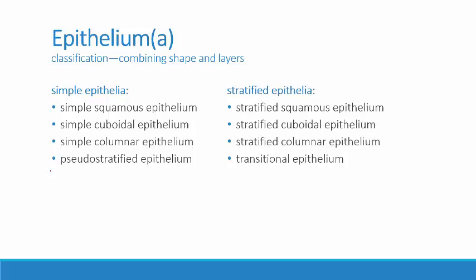With the simple epithelia, there's simple squamous, simple cuboidal, and simple columnar epithelium, and then of course the pseudostratified epithelia that we've already talked about. With stratified epithelium, there are stratified squamous, stratified cuboidal, and stratified columnar. And then there is also a type of stratified epithelium that's referred to as transitional epithelium. So let's take a look at all these different types.